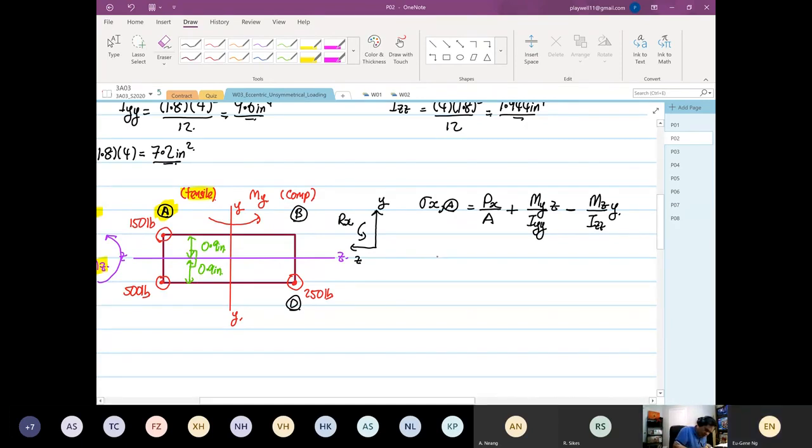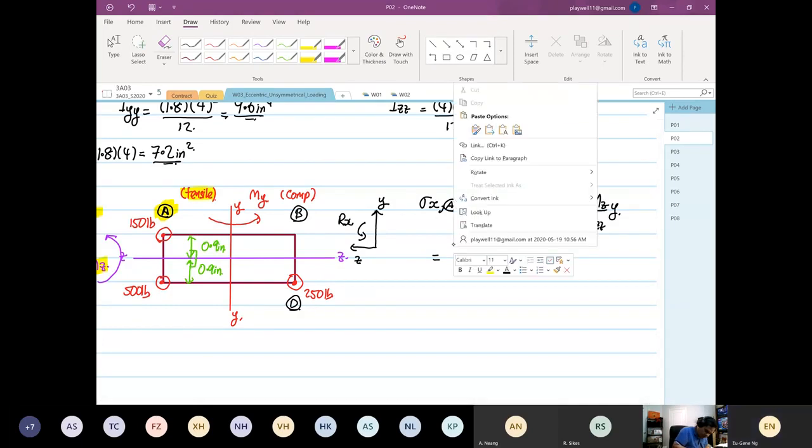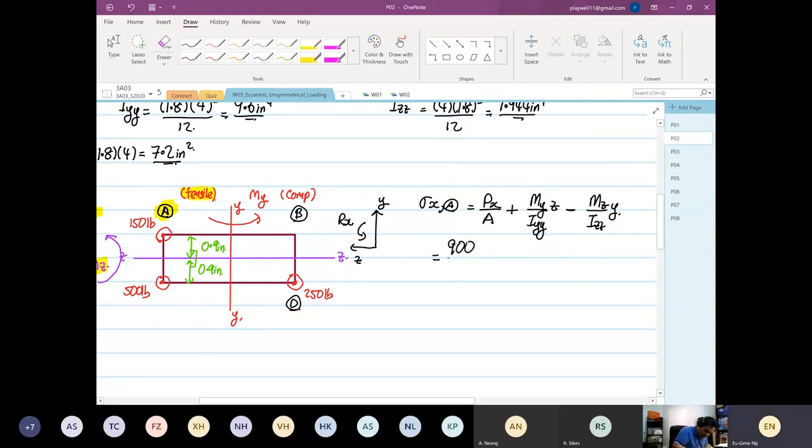Okay, so Px, which we have calculated. So our Px is equal to 900, right? 900 divided by our cross-sectional area, which is 7.2, plus My. So we have calculated our My, which is equal to 800, and divided by our Iyy, which is 9.6. Now, this is where it gets confusing.